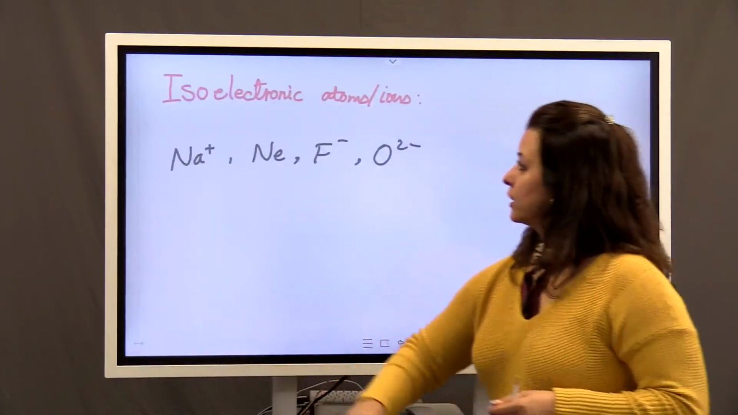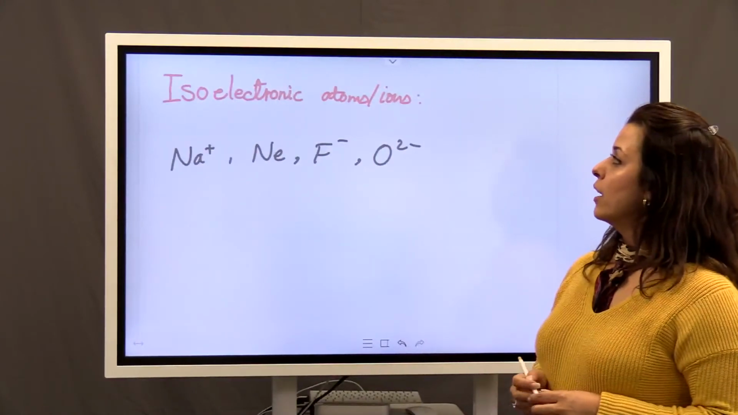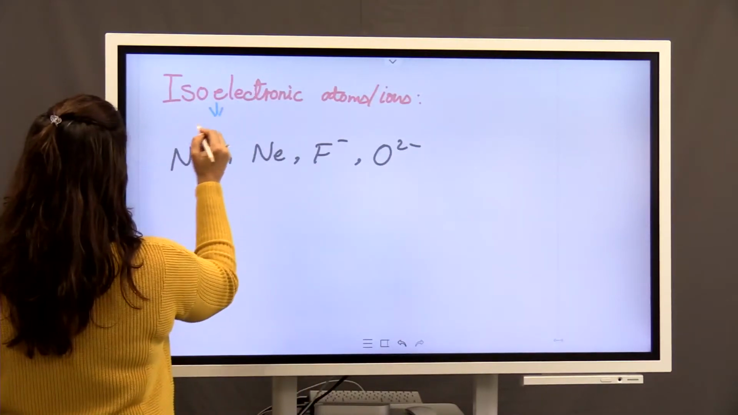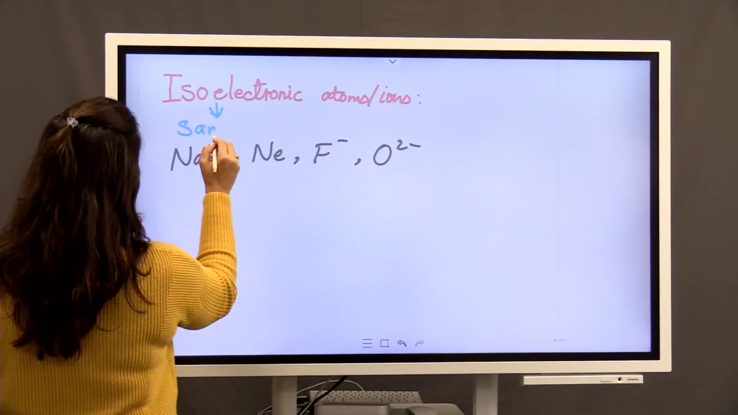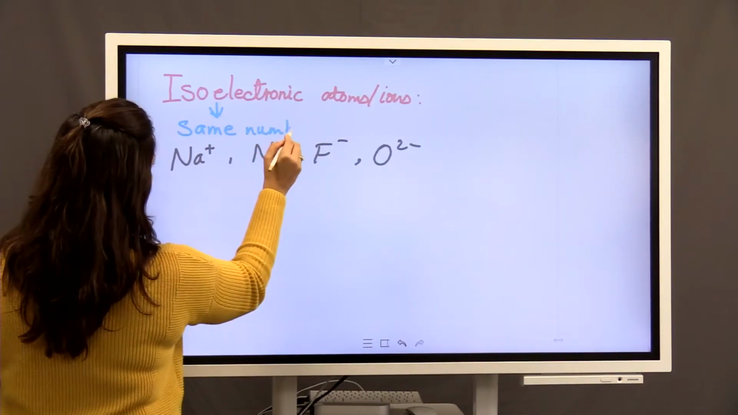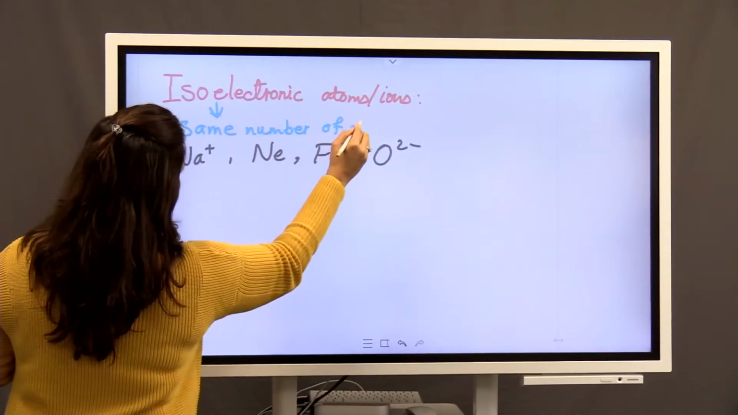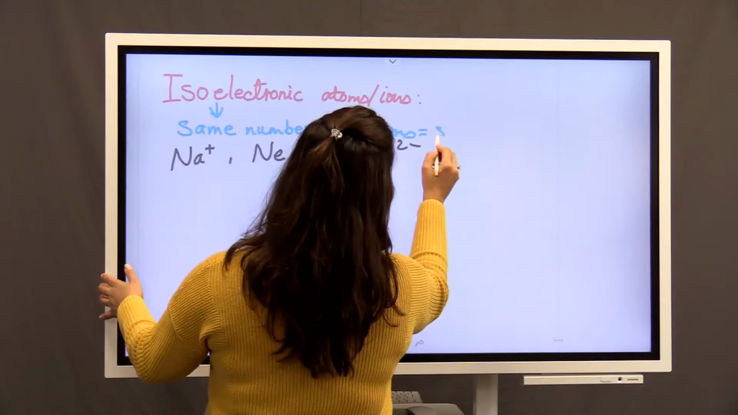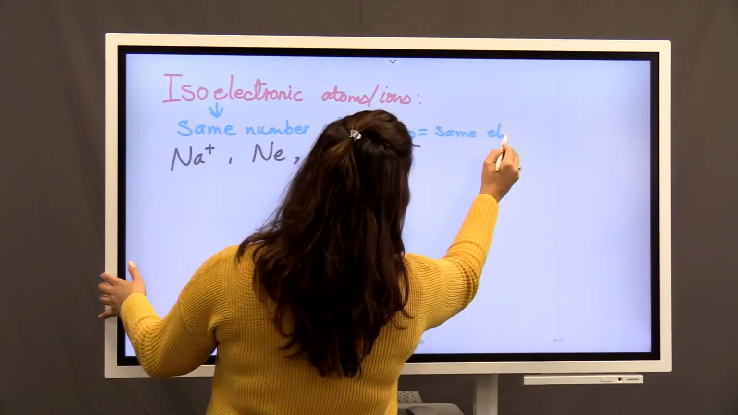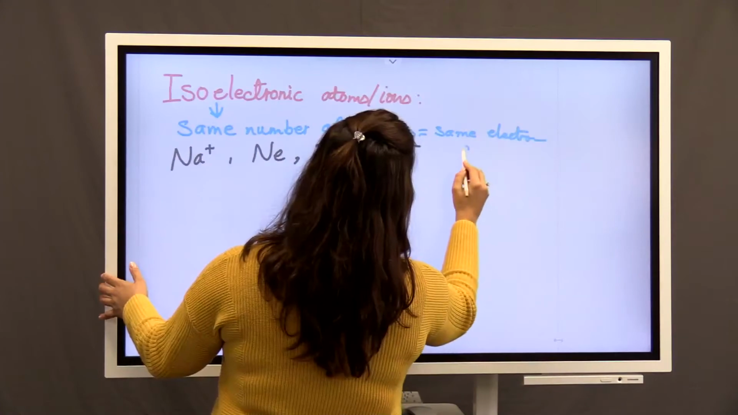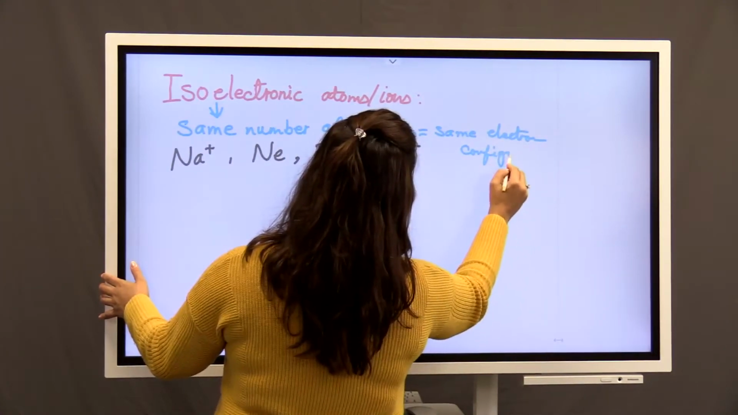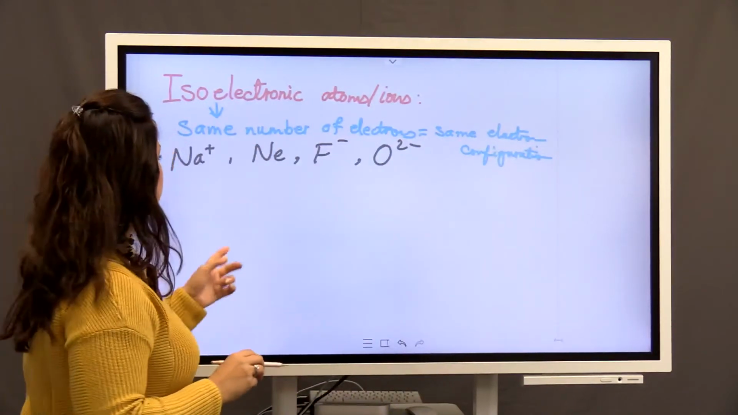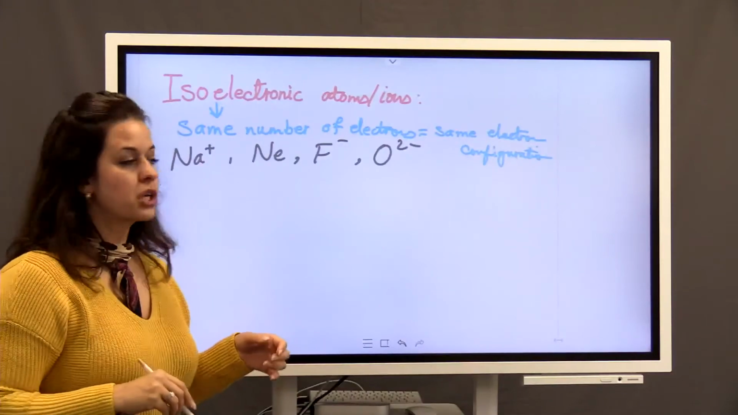The last thing in this part is isoelectronic atoms or ions. Isoelectronic means same electrons, the same number of electrons. Which means the same electron configuration, right? So in order to find isoelectronic atoms or ions, simply count the number of electrons in each.